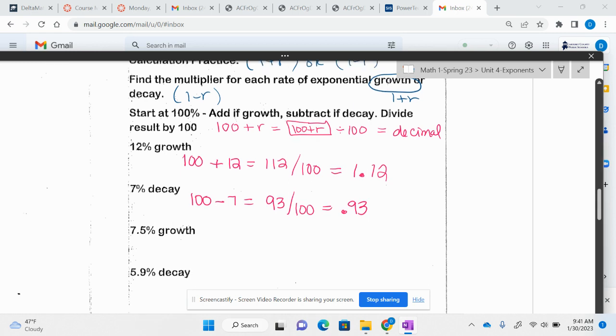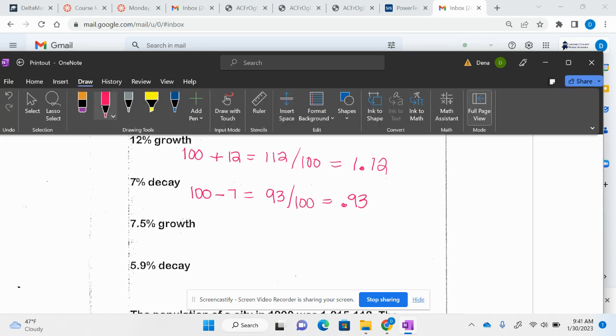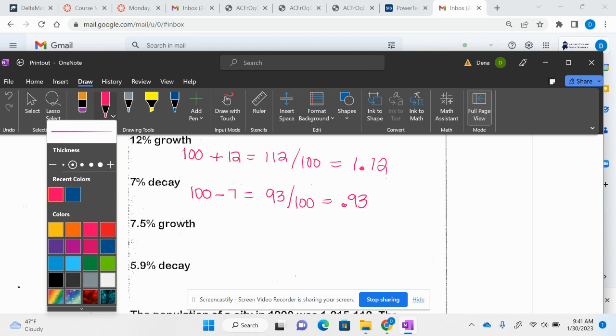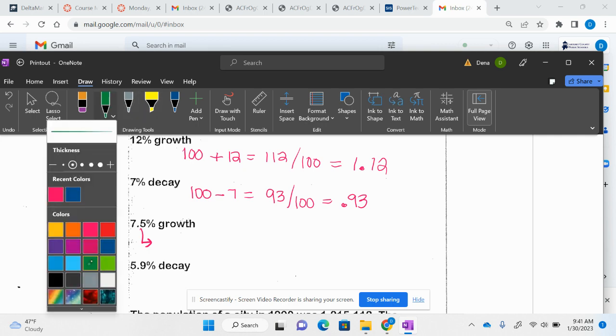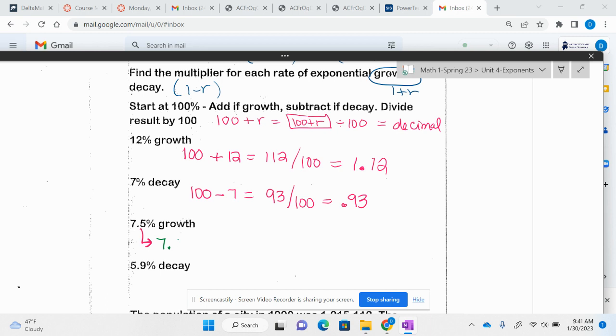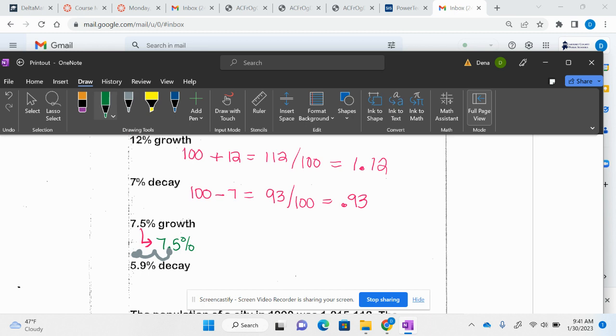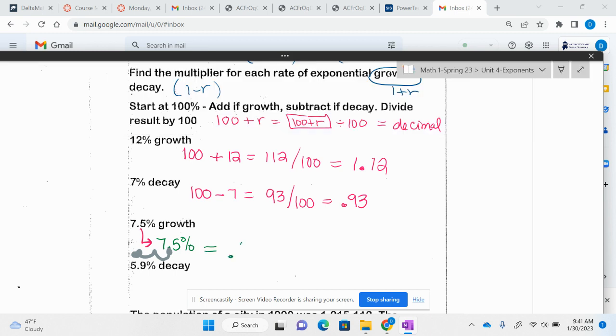Okay, so you can use that method for as long as you need, but I want to show you that you can also think about turning your percent to a decimal at the very beginning, okay? So let's see, 7.5%. If I want to write this as a decimal, I just take the decimal place and move it 2 places to the left. 2 places to the left. So I get 0.075. And it's growth. So I'm going to add that to the number 1. So my B value or my multiplier is 1.075.